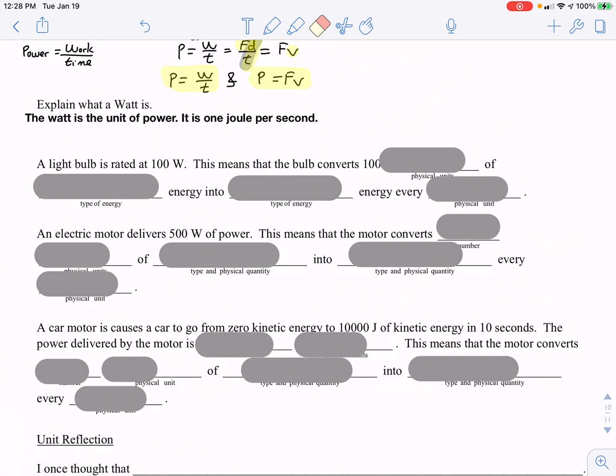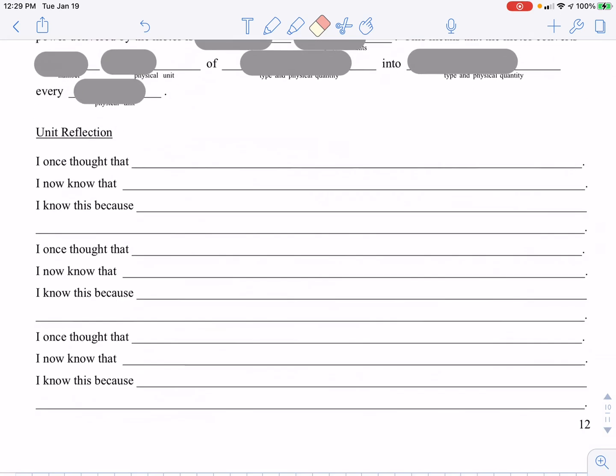Complete the following table to test your ability to apply power in the context of electrical energy and mechanical energy. We will go over this together in class. Now that we have concluded this section of notes, take some time for unit reflection and see what you thought, what you now know, and why you know this. Try this for 3 things that we have gone over in this video. Thank you.